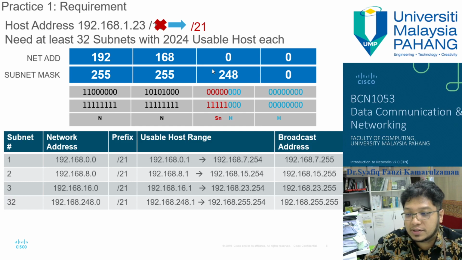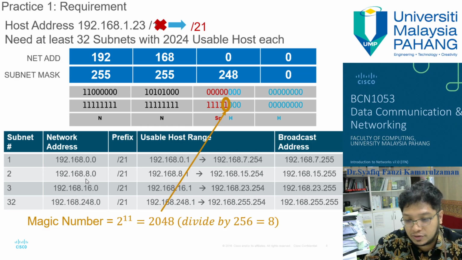Okay, so let's take a look at the table here. You will have 32 subnets. Here I only put in up until the 4 main subnets. So basically you will have subnet number 1, which starts with the original network address, and then you got .8.0 and .16.0 and .248.0. So how do you obtain these values?